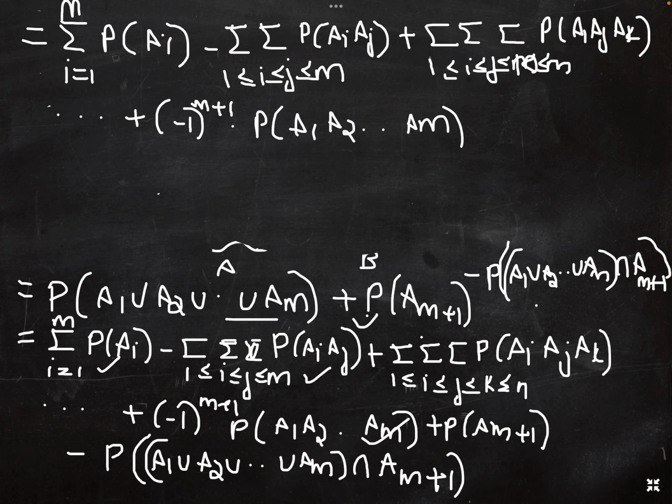Plus P of A m plus 1, and we know that minus P of A1 union A2 union etc. union A m, intersection A m plus 1.